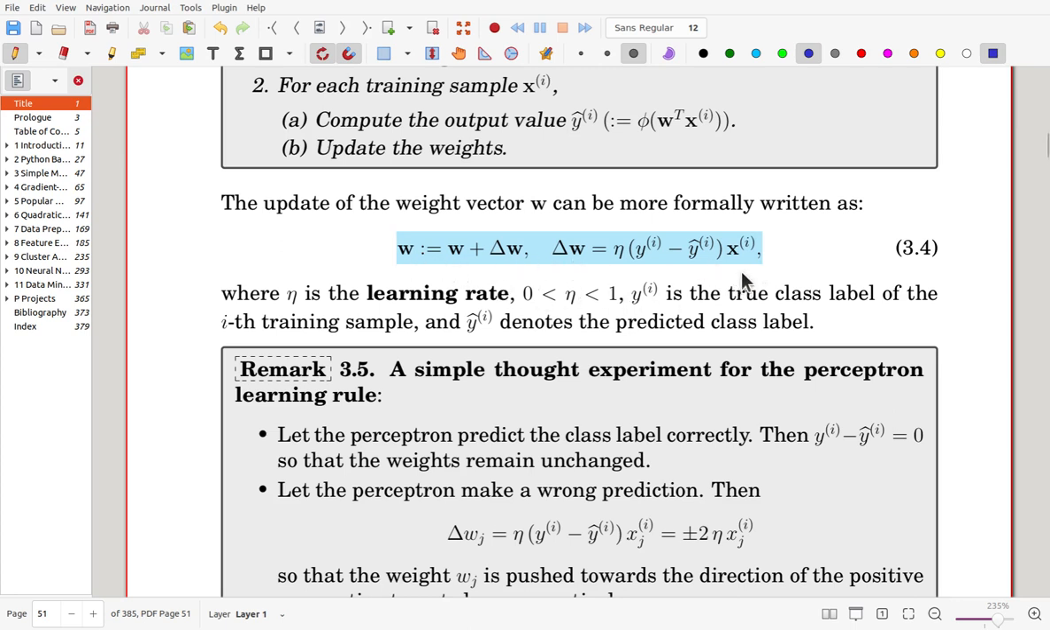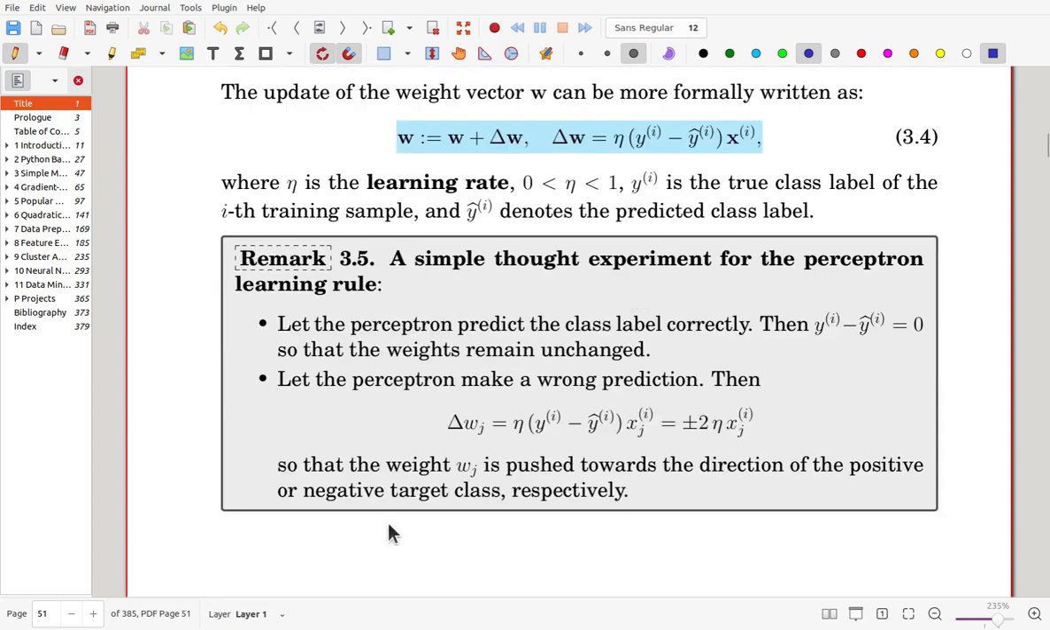To understand this rule more clearly, we need a simple thought experiment, a mind simulation. Assume in the beginning, for the current W, the perceptron predicts the class label correctly. That means if the true class label is 1, then y hat is also 1. If it is -1, then it's again -1. Then the difference will be 0, so that the weight remains unchanged, because delta W will be 0, so it's not updated.